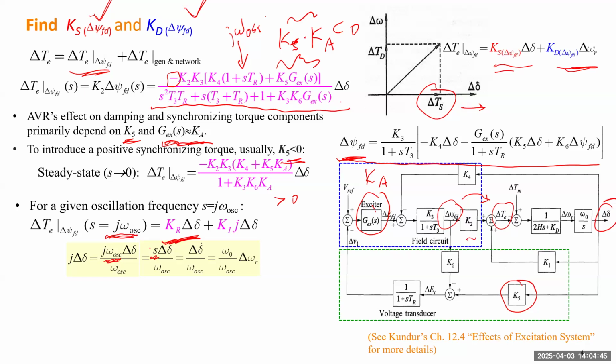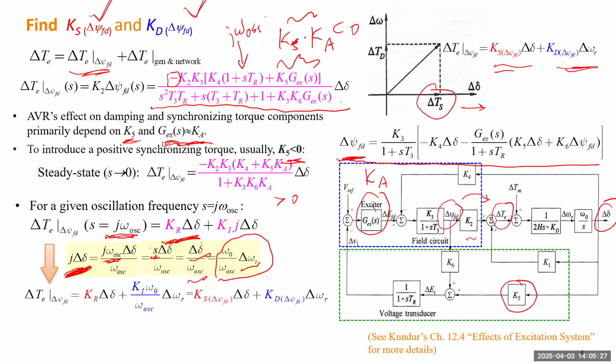So in frequency domain, S multiplied by delta delta will be delta delta dot, then divided by frequency. Then delta delta dot is delta omega R, which is the speed deviation. All right, so this is actually just the speed deviation multiplied by a factor. That factor is just the synchronous frequency divided by oscillation frequency. If your synchronous frequency is 60 Hertz and oscillation frequency is 6 Hertz, that number will be 10. You can think of it as a 10 multiplying the speed deviation.